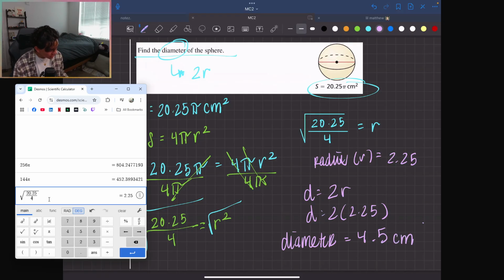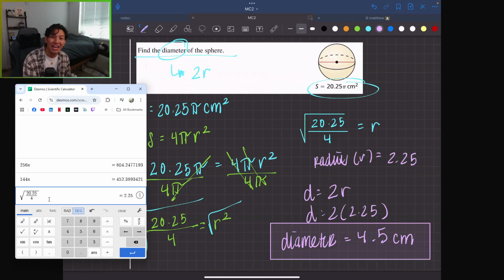Centimeters. So that's how we can use the formula of the surface area of a sphere to find out what the diameter is.